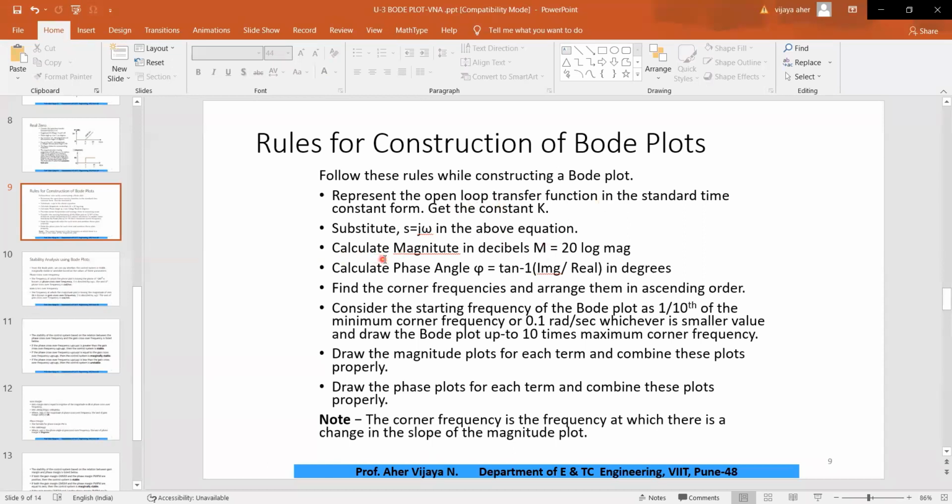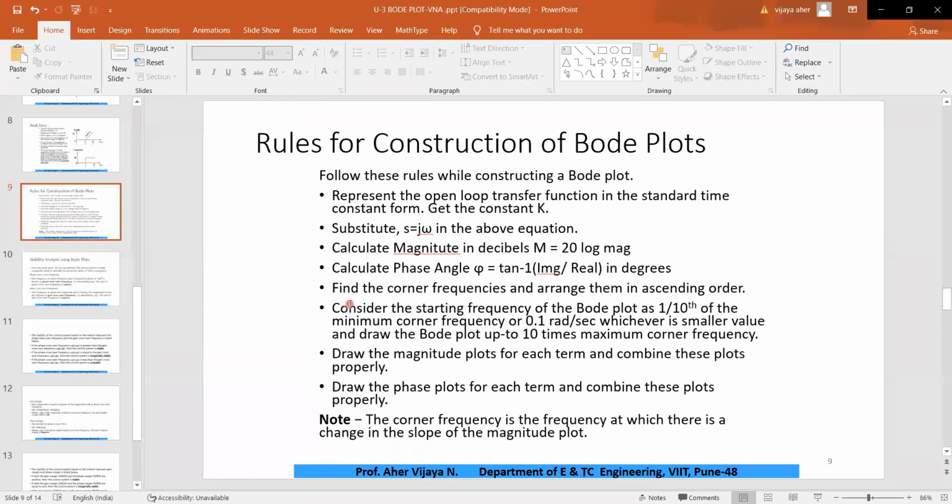Then calculate the magnitude. You will get the magnitude in dB, where dB means decibel. So how to calculate the magnitude? Magnitude M is equal to 20 log of that constant to the base 10. Then calculate the phase angle phi. So how to calculate phase angle phi? Phi is equal to tan inverse of imaginary part divided by real part. So you will get the phase angle in degrees.